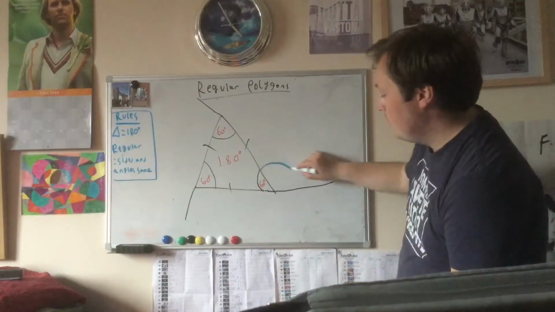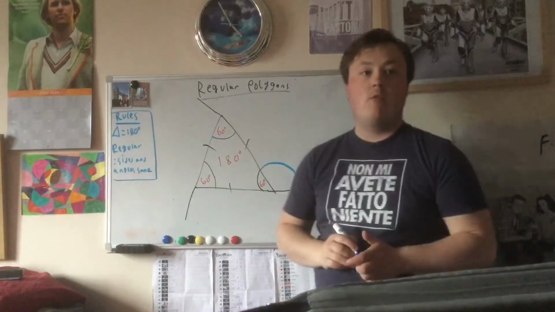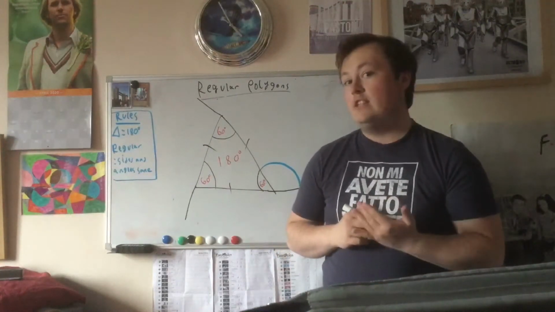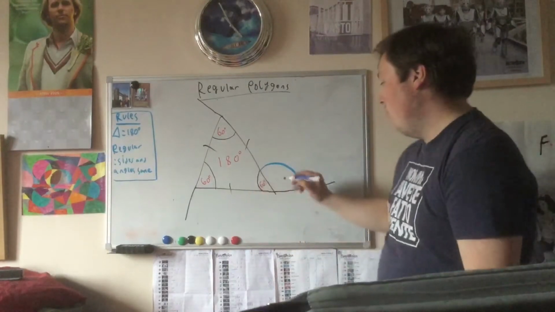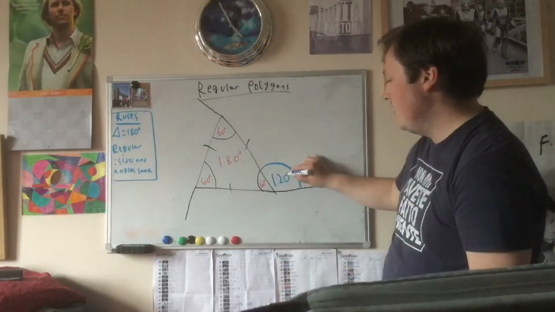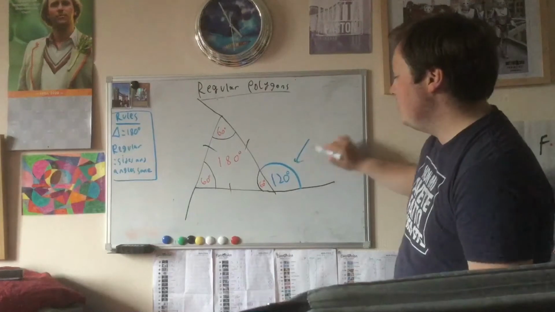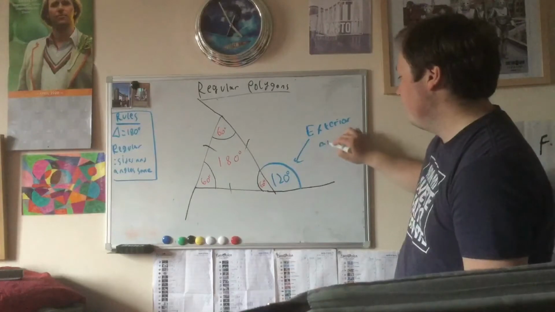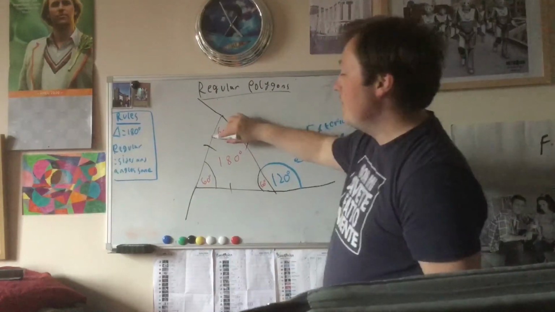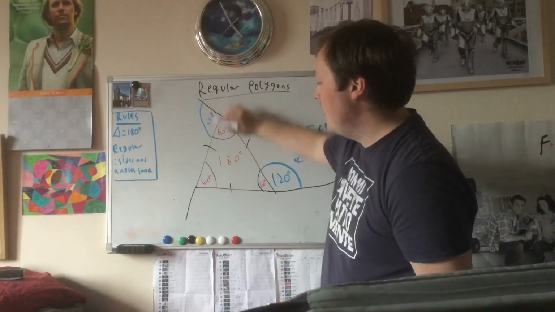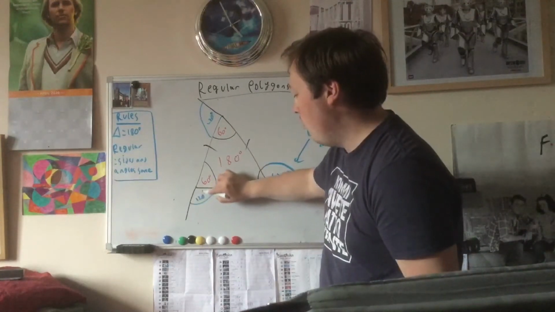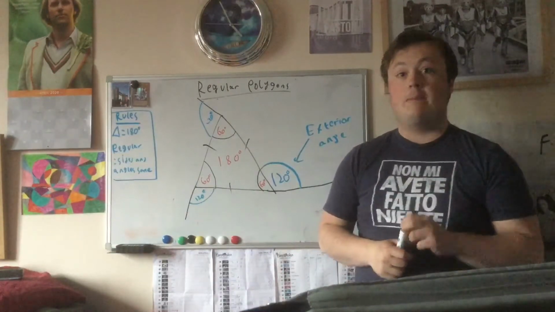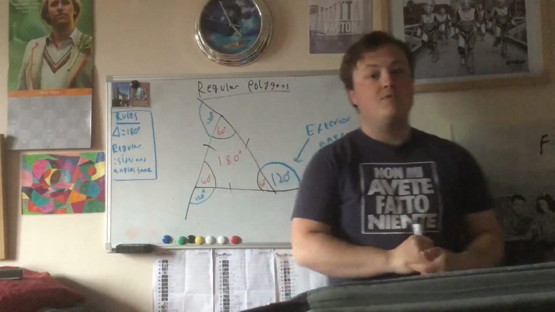So, what is the missing angle here? Well, if 60 plus our missing angle makes 180 degrees, what's left is 120 degrees. And that 120 degrees is our exterior angle. And that will be the same for this one and for this one. Why is it the same? Because all the interior angles are the same, so all the exterior angles are the same.